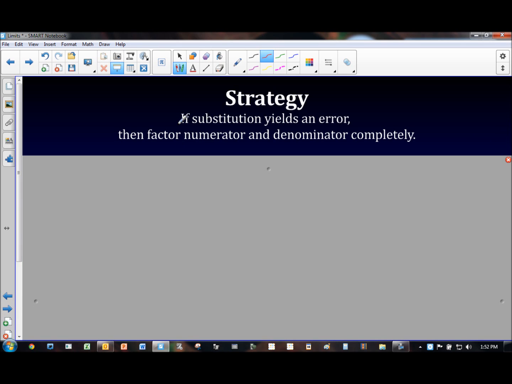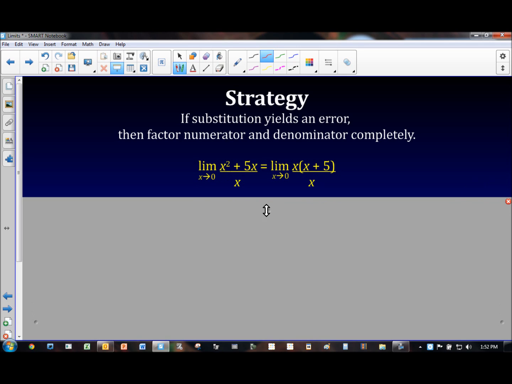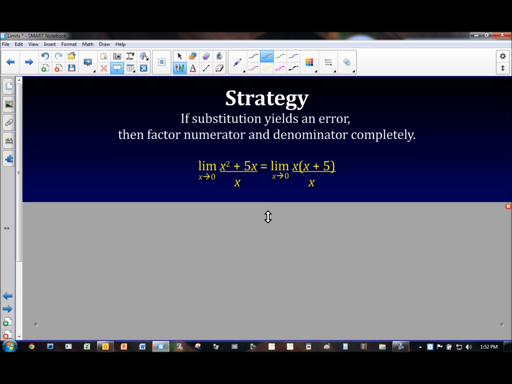All right, so if I try to substitute and I get an error, something I should probably try is to factor the numerator and the denominator completely. Looking at the example that I had, this is what I had originally. I noticed that I can factor an x out of both terms in the numerator, giving me x times x plus 5. And the bottom is factored as much as it can be. So that's what I have, x times x plus 5 all over x.